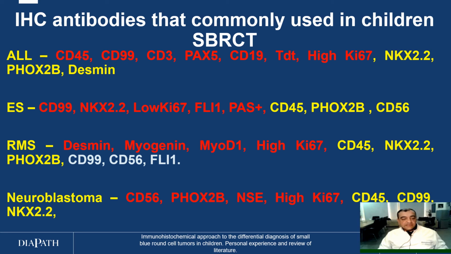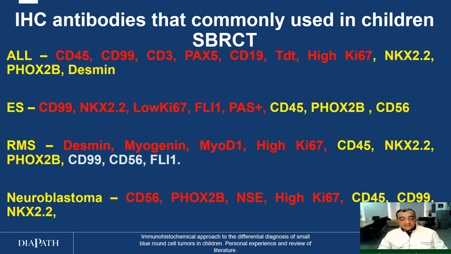Ewing sarcoma again is characterized by CD99, NKX2.2, FLI1 positive staining, low Ki67 labeling, and positive cytoplasmic PAS-positive vacuoles. And other markers such as PHOX2B must be negative in Ewing sarcoma. Rhabdomyosarcoma is characterized by positivity with desmin, myogenin, MyoD1. It usually has a high Ki67 labeling. It must be negative for NKX2.2 and PHOX2B.